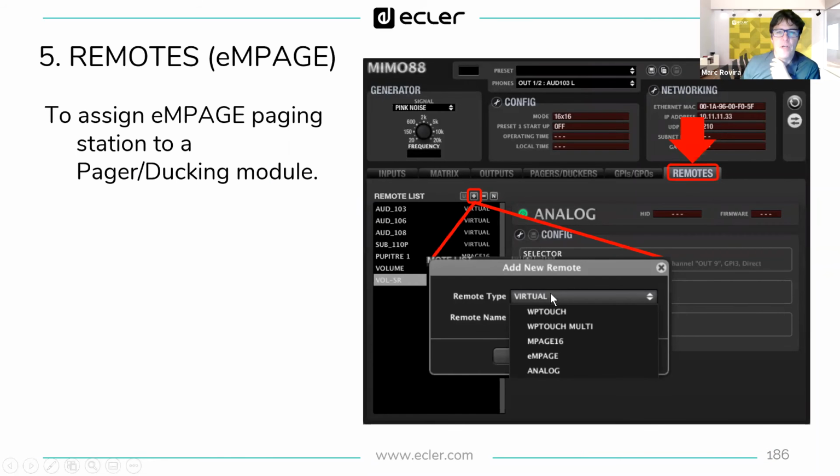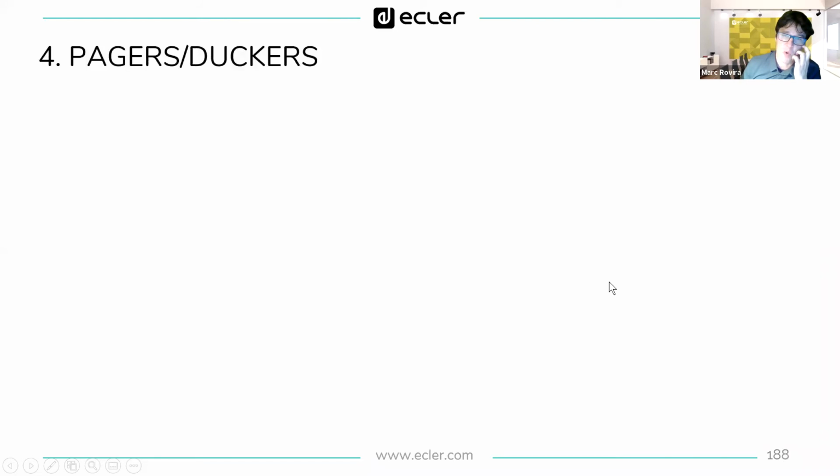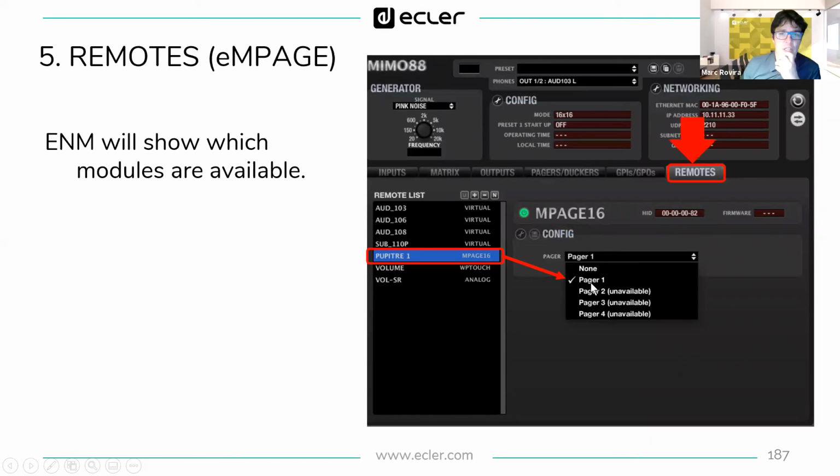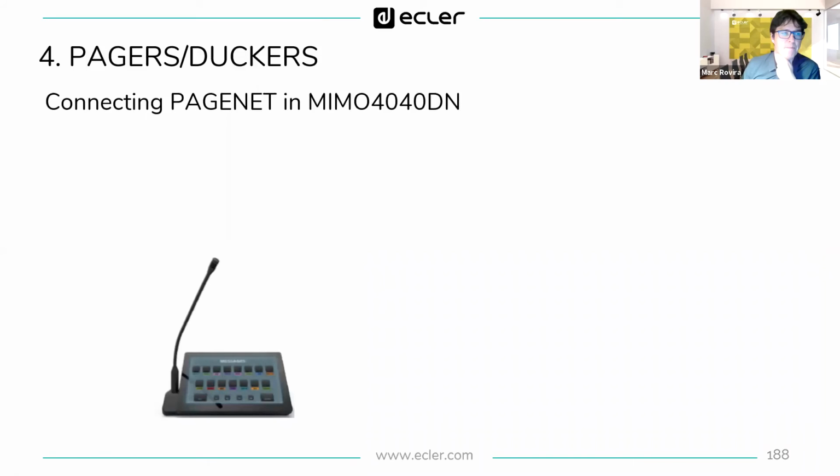Okay, in the software, we add an EM page. Here in the remote tab, we add an EM page because we want to add a calling station, and we assign it to a pager. In this case, we have configured pager number 1. So we say, okay, it's the pager number 1 module, which we already configured.